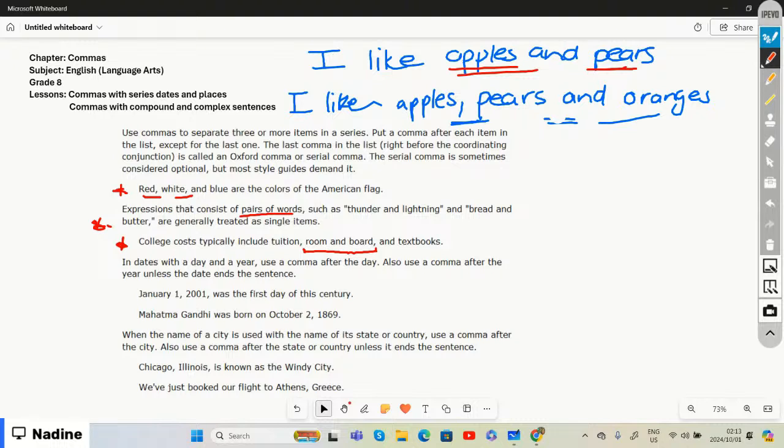So instead of saying room and board, we can say accommodation, because room and board means lodging, it means accommodation. And that is also a pair of words. As you can see, we basically wrote a series of words, but we did not put a comma between room and board because that is considered a single item. So room and board generally means accommodation, and we don't add a comma in between those.